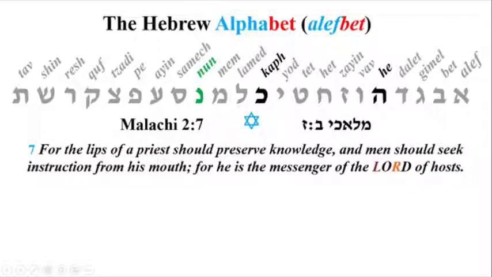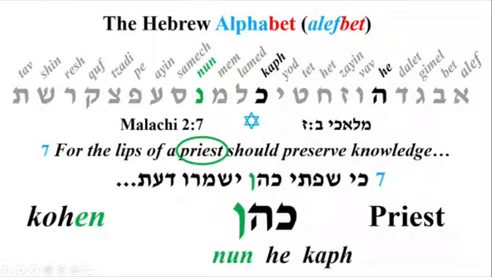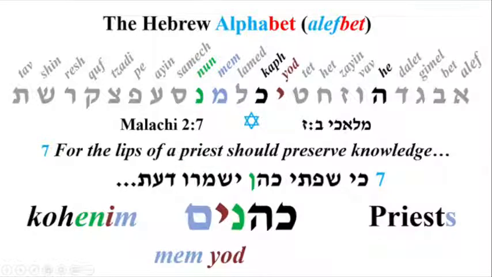All right, Malachi 2:7. It says, "For the lips of a priest should preserve knowledge, and men should seek instruction from his mouth, for he is the messenger of the Lord of hosts." That word priest is Kohen. It's a Kaph, Hey, and a final noon. It's one of the noon sophit. So Kohen is a priest. There's a new word for you. And if you want more than one priest, it's the Kohanim. You put a yud mem on the end.